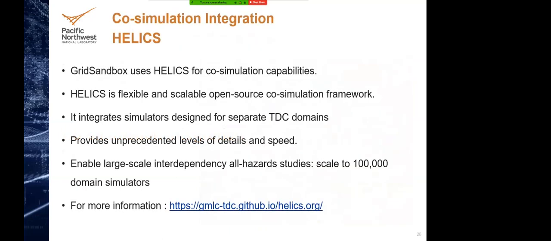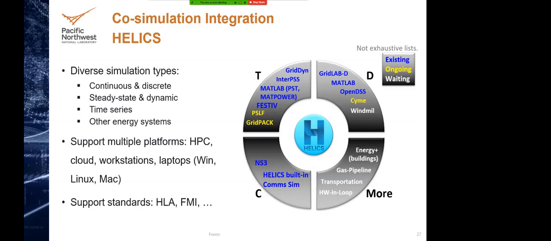So next, I will talk about the co-simulation integration based on HELICS. So GridSandbox uses HELICS for the co-simulation capabilities. And HELICS is a flexible and scalable open source co-simulation framework. It was developed previously as a GMLC project, and it's still under active development today. It can handle diverse simulation types, including continuous and discrete, steady state or dynamic, and also time series simulations. It also supports multiple platforms, whether it's HPC, cloud deployment, a single workstation, or even a laptop. And it supports multiple standards that are very helpful when building co-simulations.